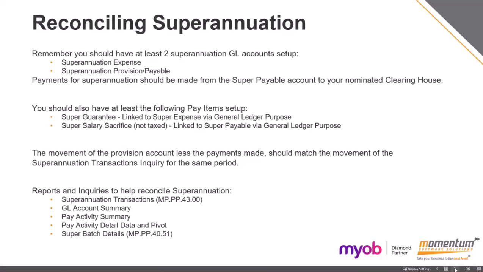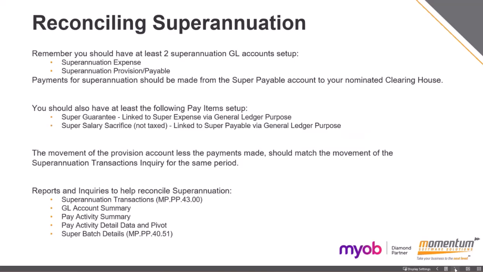The last step of the reconciliation is to reconcile your super as well. Most of you will have two superannuation GL accounts set up. One is for your superannuation expense and the other one is for superannuation provision or payable. In Advanced, when you create a superannuation batch, it posts everything to your superannuation payable account that's nominated to your clearinghouse or your individual super fund. And once the payment has been made, that superannuation payable account is cleared to zero.